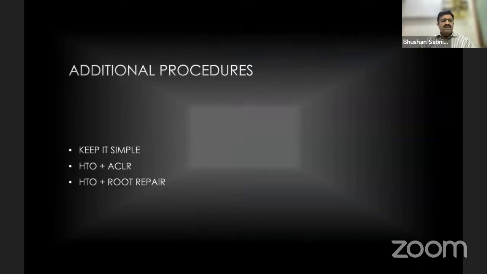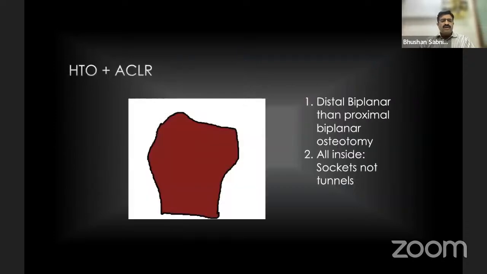If you want to keep it simple, that will be ideal. But if you want to add something, if you want to do ACLR or a root repair, you can still achieve that as well. A couple of tips for doing a combined HTO plus ACLR is to do a distal biplane osteotomy rather than a proximal biplane osteotomy, for a simple reason that your ACL tunnel will have sufficient space. Quite a few times when you're combining ACL reconstruction and HTO, this part of the socket or tunnel will fall inside the proximal biplane. So a distal biplane with a screw coming here will be ideal.